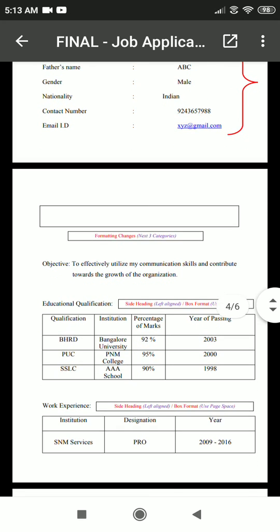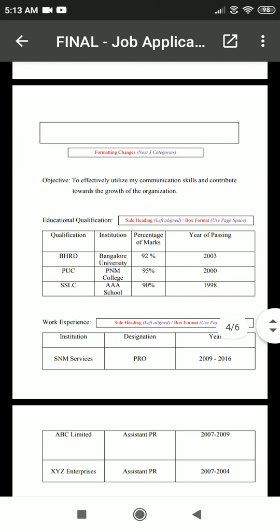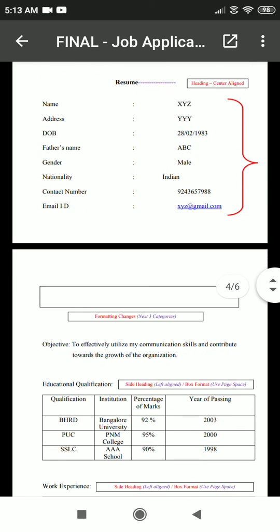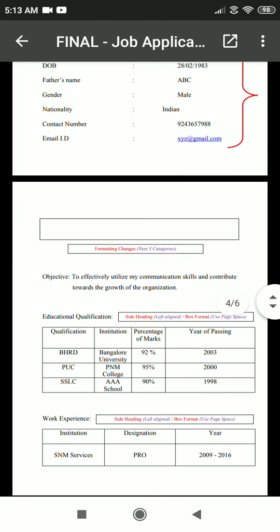And then the formatting changes in the next category. After writing resume, then your name, address, date of birth, father's name, gender, nationality, contact number, email ID, after that you draw a line, and then further you're going to write objective.